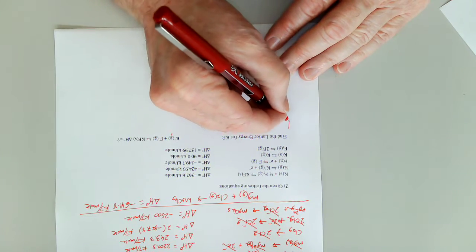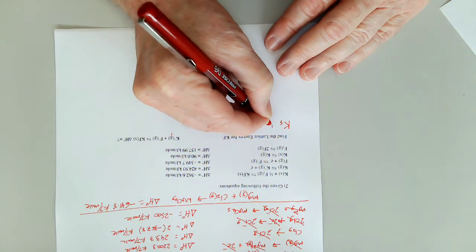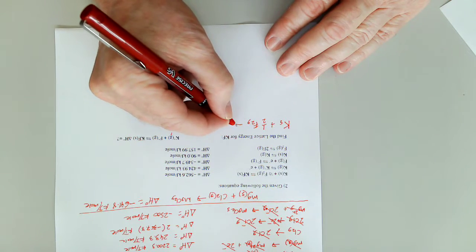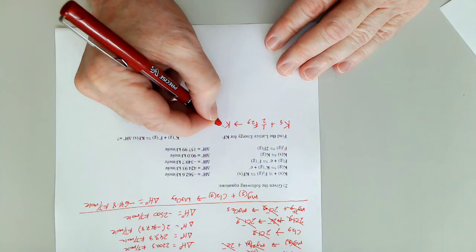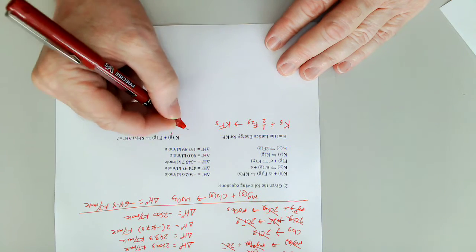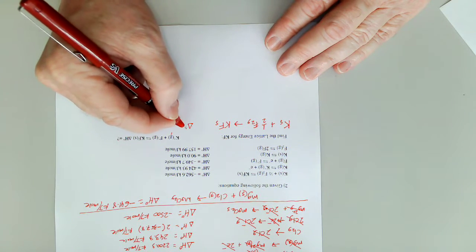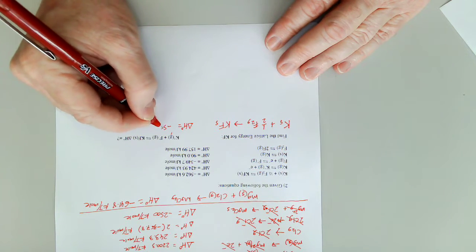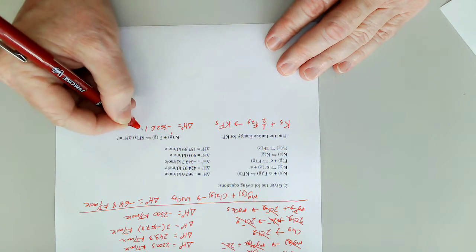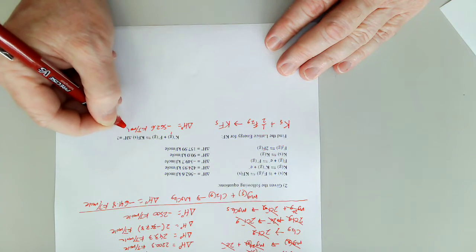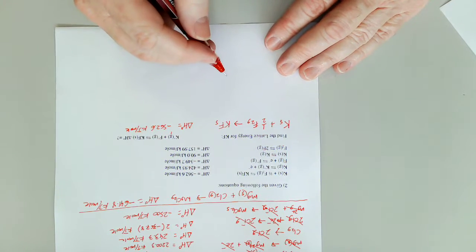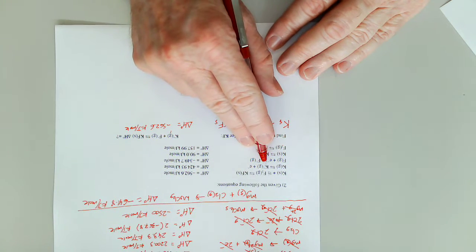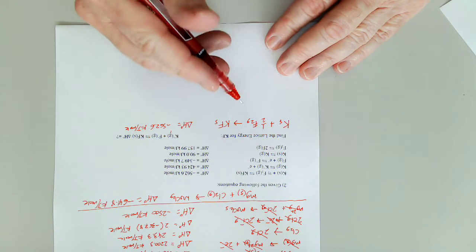Okay, K solid plus 1/2 F2 gas to give me KF solid, and my delta H naught for this equals negative 562.6 kilojoules per mole. Next thing I'll do is I'll actually try to get the K plus, and I'm going to have to reverse this equation.